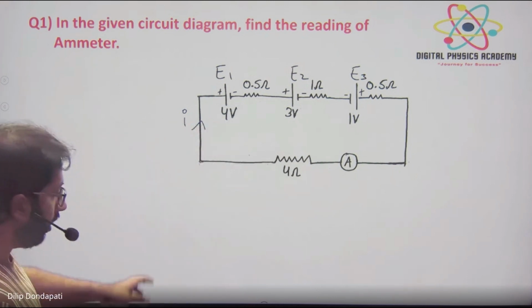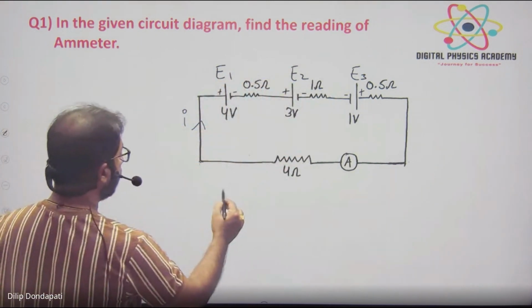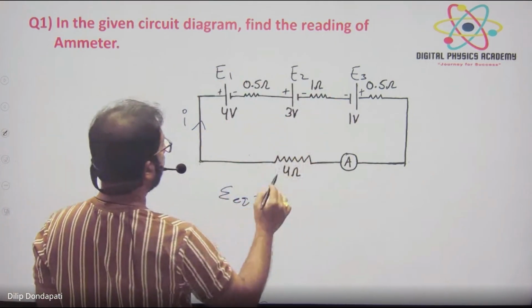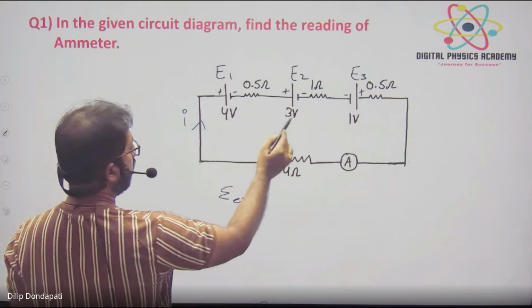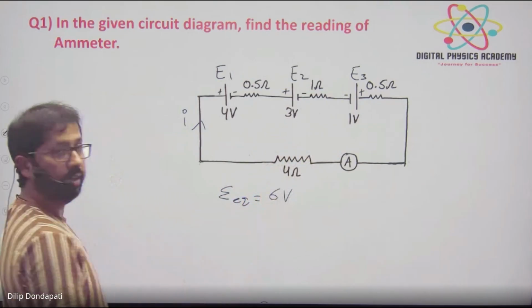How much? They are connected in series, right? First find E equivalent. E equivalent is how much? So see, same polarity, this one opposite polarity, right? So 4 plus 3, 7, minus 1, so 6 volts, right? You are able to identify, Shriram.